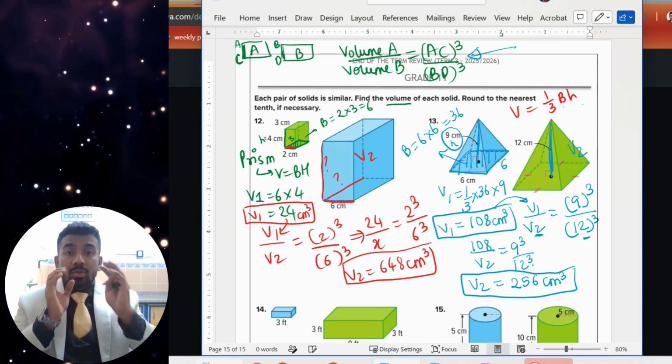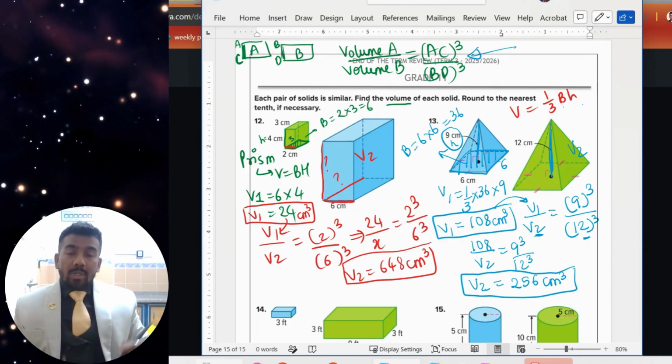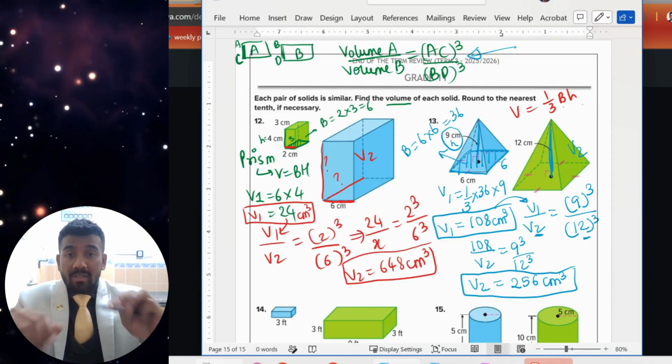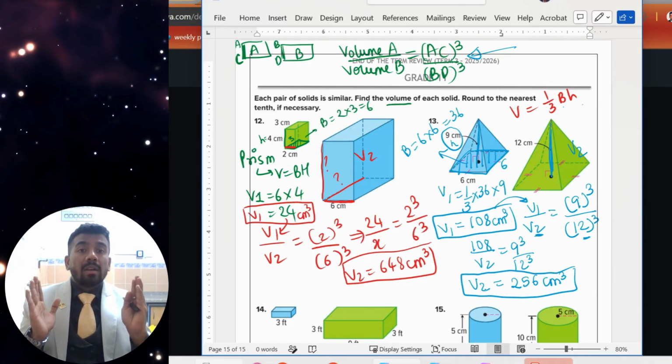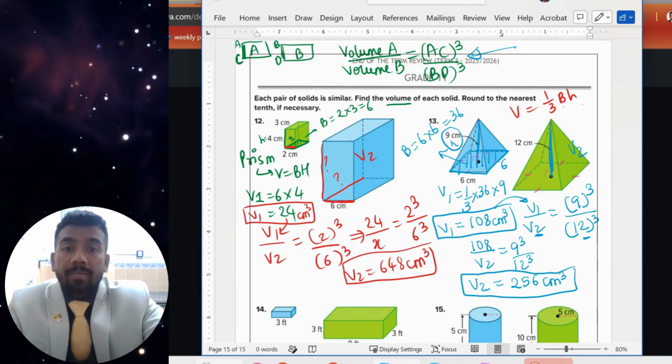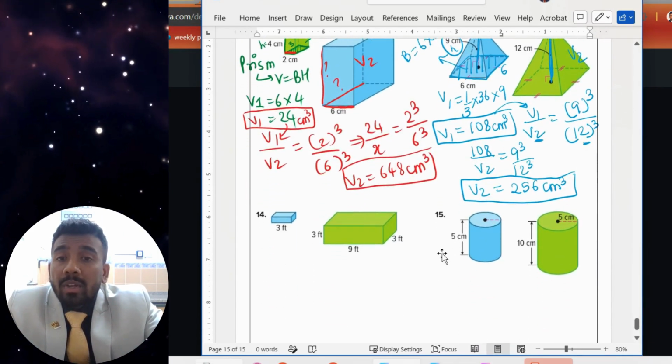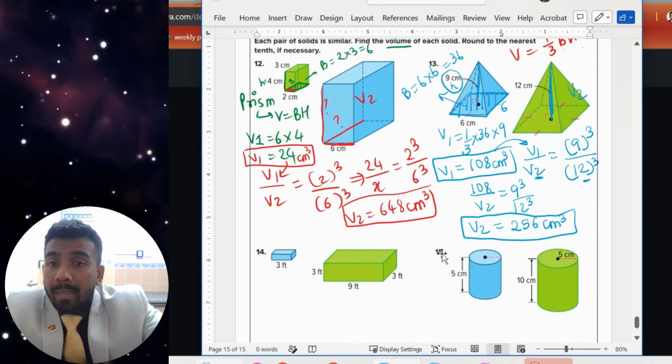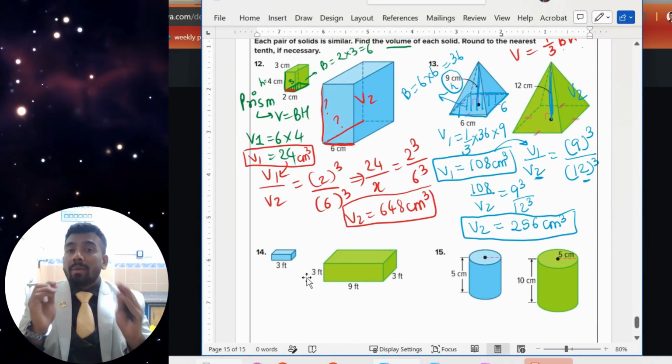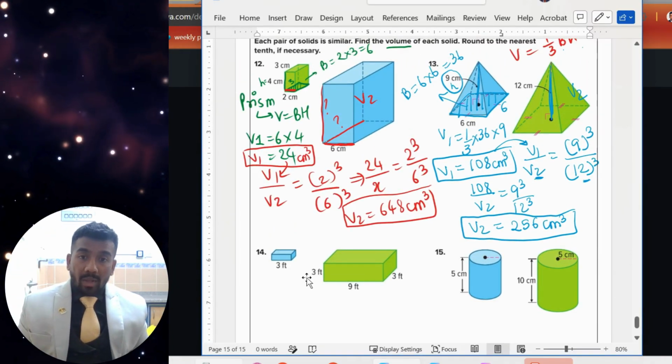Understood? So this is how you find the volume. Before finding, you need to know which figure this is. Now I think you guys are clear how to determine which figure is what. I want you guys to pause this video and try question number 14 by yourself. It's the same as question number 12. Go ahead.